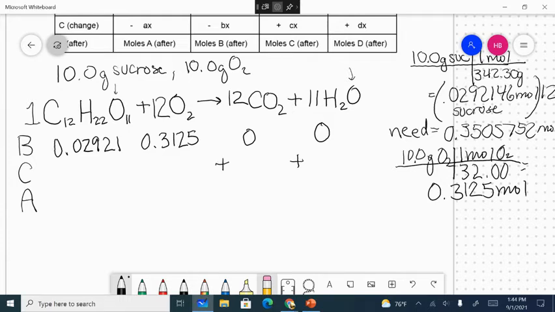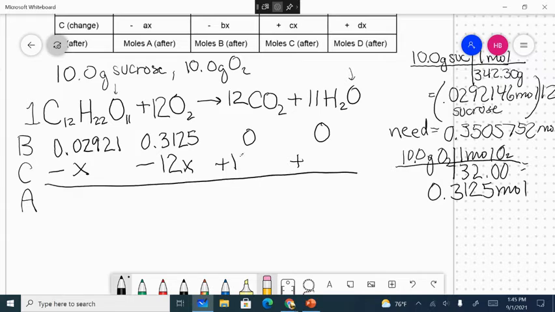I have pluses here, minuses here. This is minus x. This is minus 12x. This is plus 12x, plus 11x. So remember, we already decided that this was the limiting reactant. If you can't figure it out, you can set them both equal to 0 and pick the smallest value of x.